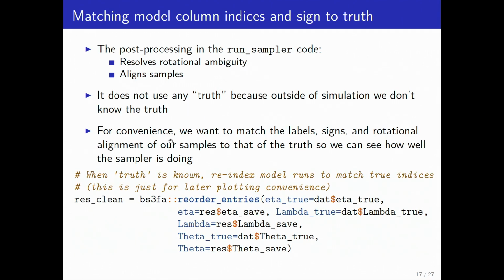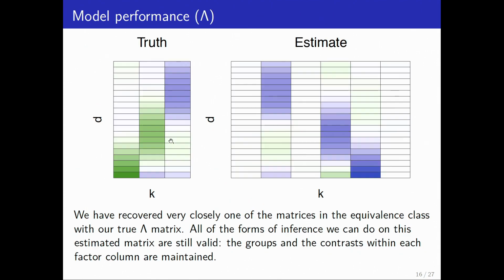But the issue here is that if you look, for example, at the first column of the truth and the second to last column of the estimate, they look very similar, but it seems like the signs have been switched. And similarly, if we look at the second column of the truth and the fourth column of the estimate, we have the same thing. If we look at the third column of the truth and the second column of the estimate, they seem to match perfectly.